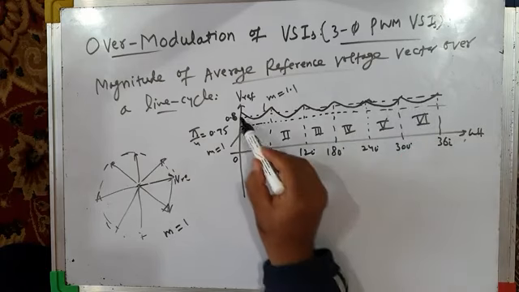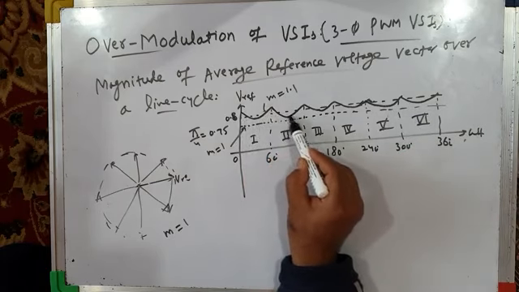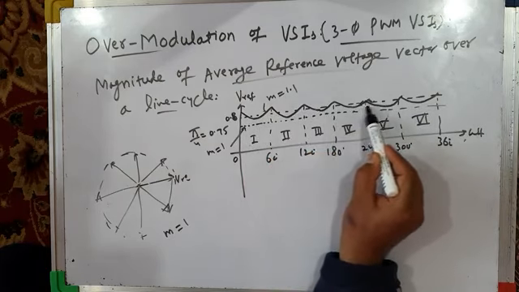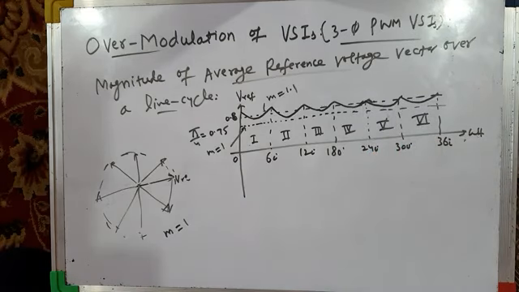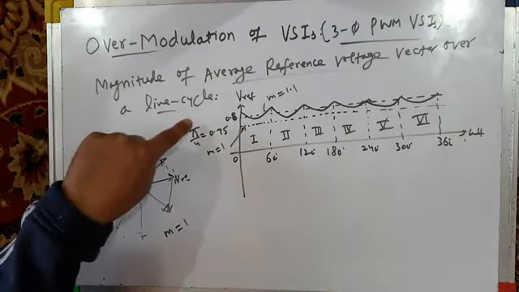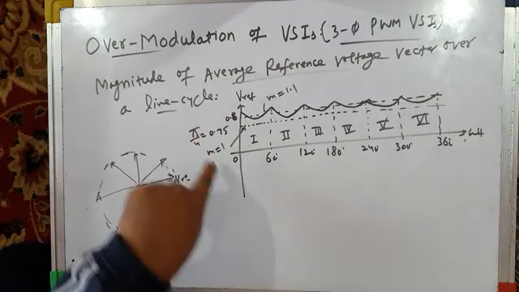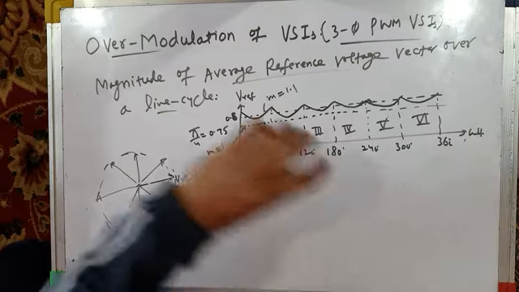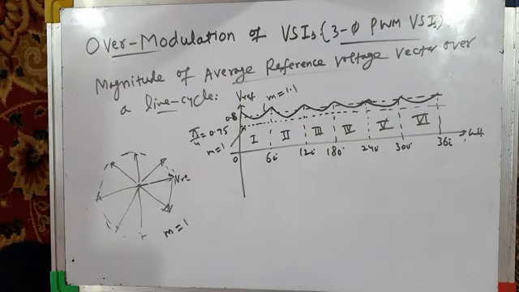It's not constant like this. It varies around 0.8 like this. Sector 1, sector 2, sector 3, sector 4, sector 5, and sector 6. So this is the magnitude of the average reference rotating vector over one line cycle, a complete line cycle, 0 to 360 degrees. You can now study it in one sector also.